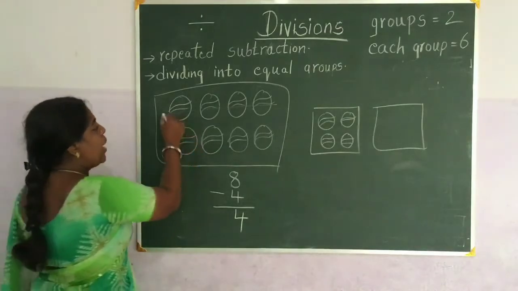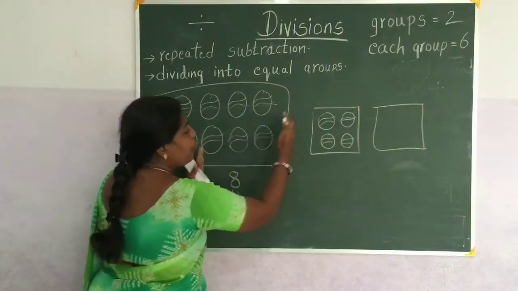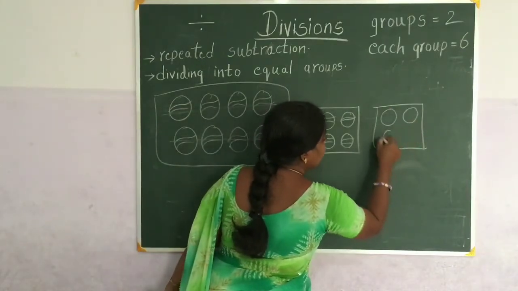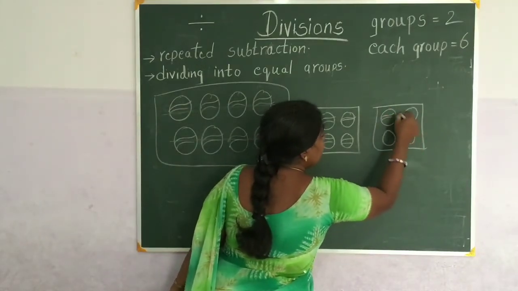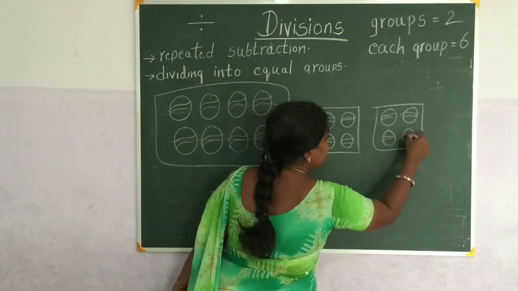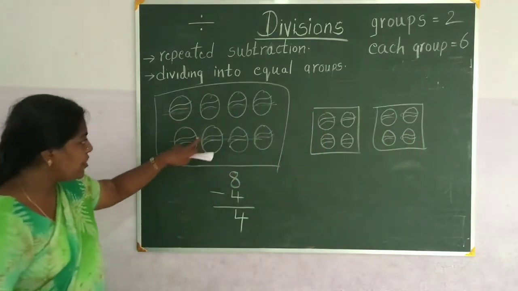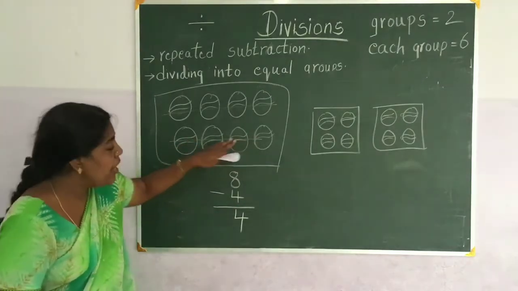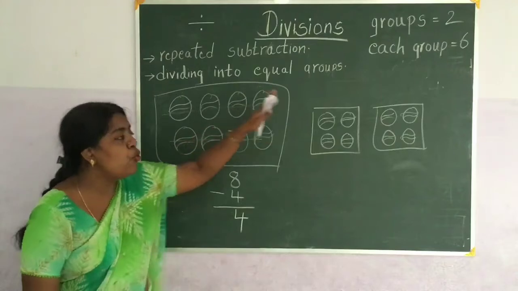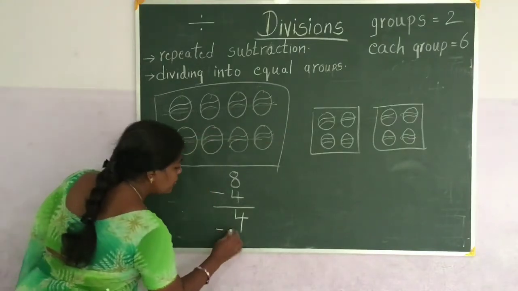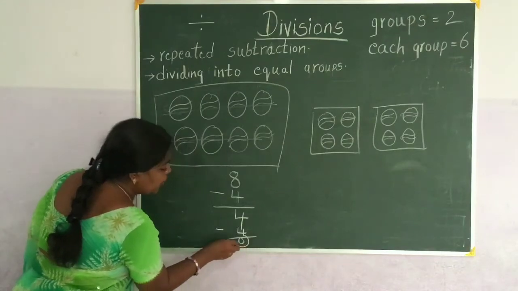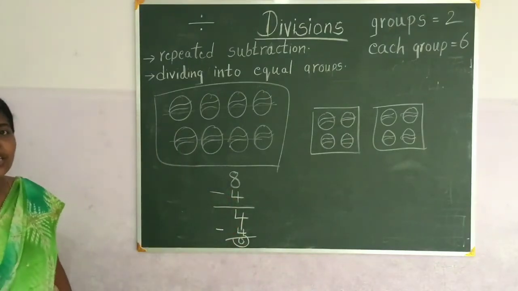Now again I am taking these 4 balls into another group. Here I am keeping. Now in the first group I kept 4. That means out of these 8, I removed 4. And again 4 are left. From that 4, I removed another 4. So 4 minus 4 is how much? 0. 4 minus 4 is 0.